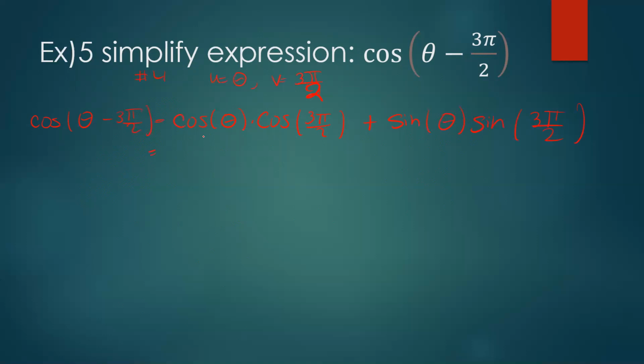So this simplifies as cosine of theta is just cosine of theta, right? Cosine of 3 pi over 2 is just 0, plus sine of theta, and then sine of 3 pi over 2 is negative 1. So this is going to be 0, and then this is going to be negative sine theta. So your final answer is just negative sine theta. That was example 5. We just simplified that expression.